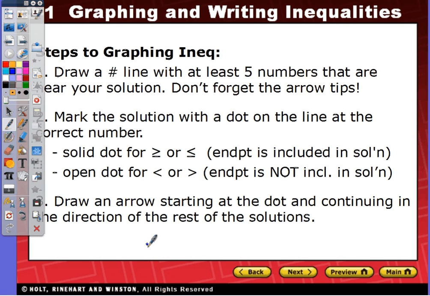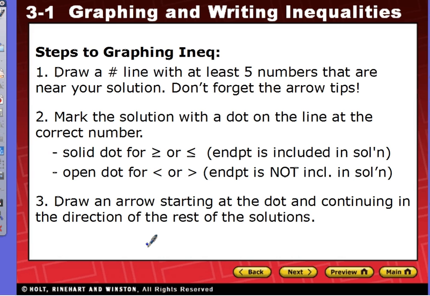Okay, so like I was saying, you don't have to write this down, as long as it triggers enough memory for you to be able to do it accurately. So you're going to draw a number line with at least 5 numbers that are near your solution, and you're not going to forget the arrow tips. So you're going to draw a nice little line, arrow tips on each end. You're going to put 5 little hash marks equally spaced, approximately. And then when you number it, make sure your numbering is equally spaced also. So if my solution, for example, was x is greater than 2, I just put 2 in the middle and I number around that.